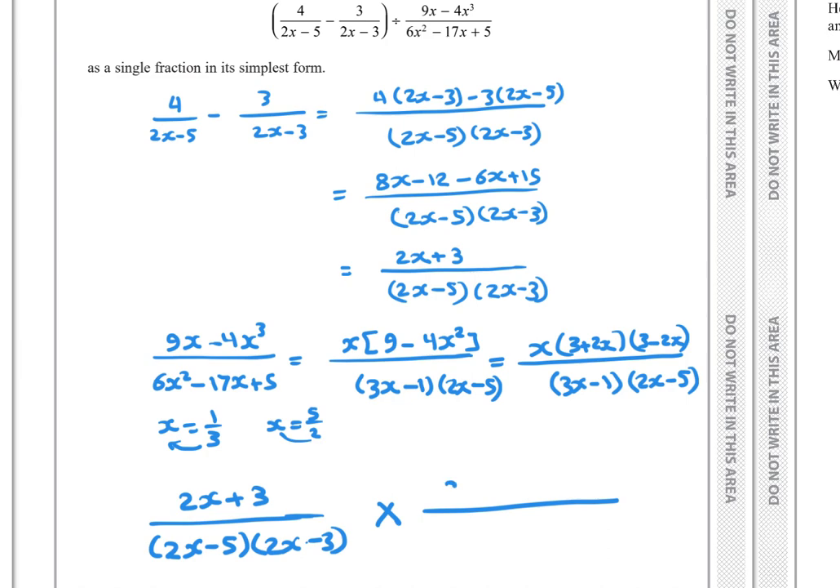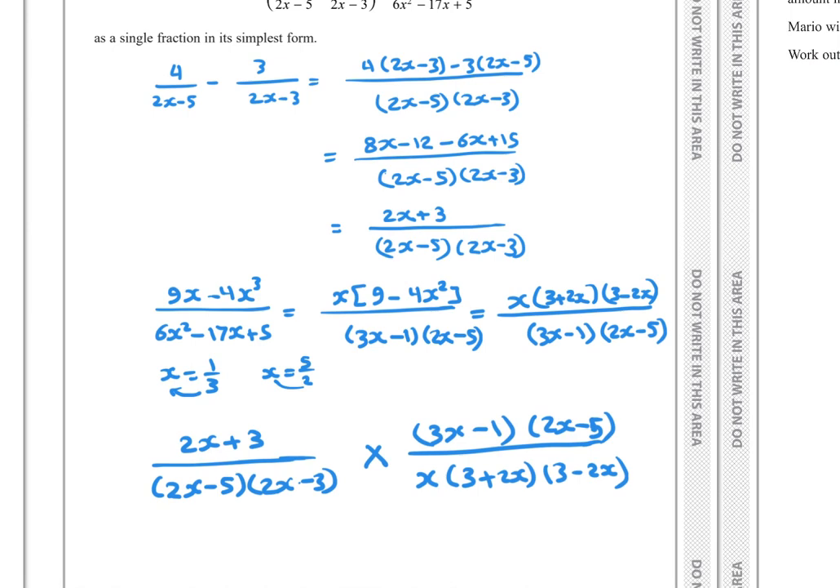So (3x minus 1) times (2x minus 5) over x times (3 plus 2x) times (3 minus 2x). Now simplify the numerator with the denominator. 3 plus 2x can be cancelled with 2x plus 3 because they're the same. So this bracket cancelled with that one. And 2x minus 5 and 2x minus 5 cancelled out.